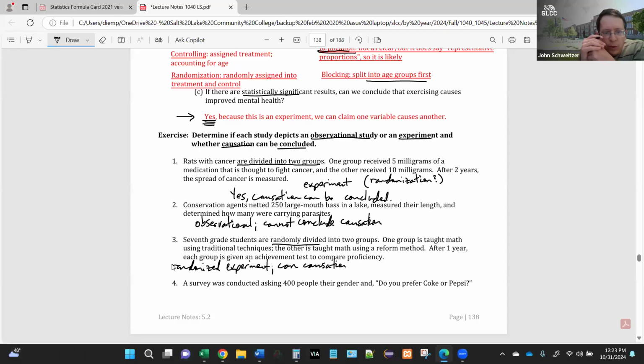Okay. So a survey was conducted asking 400 people their gender and do you prefer Coke or Pepsi? Did anybody get this one? So probably the explanatory variable would be gender, and then response would be soft drink preference. So yeah, Polly's got that one. It's observational. The people running the study weren't changing the explanatory variable in their subjects, right? So it's observational. And then again, since it's observational, we cannot conclude causation.